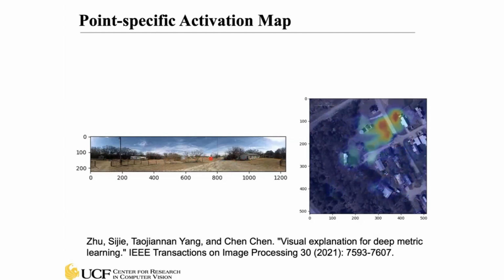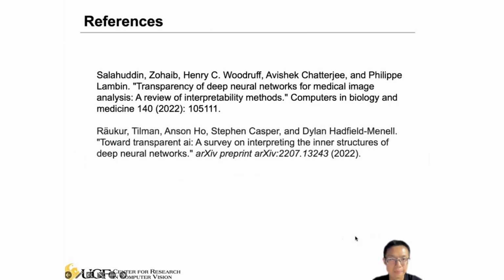If they have the same backpack, they're using that cue to make the decision. Or maybe the clothing, or maybe a specific object, right, to make the decision. So we can do this kind of interpretation using this method, okay? So if you're interested, you can check our paper and the code is also available, okay?